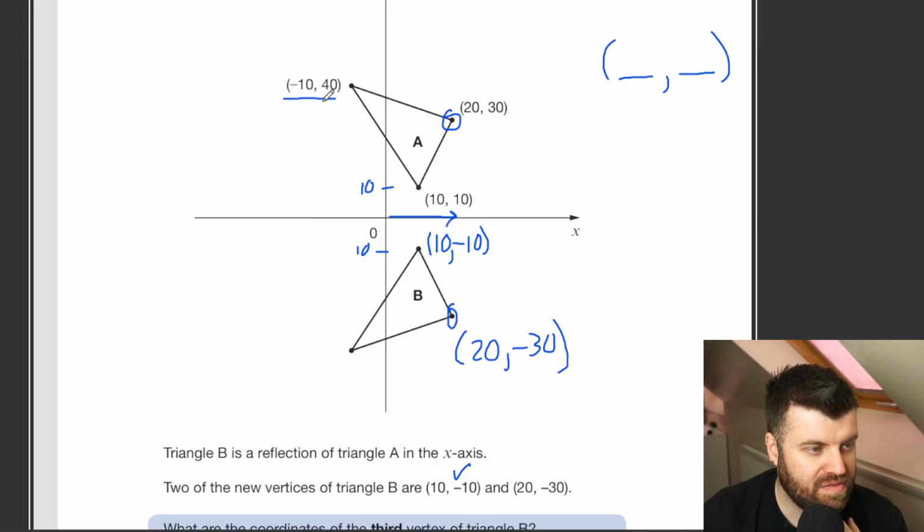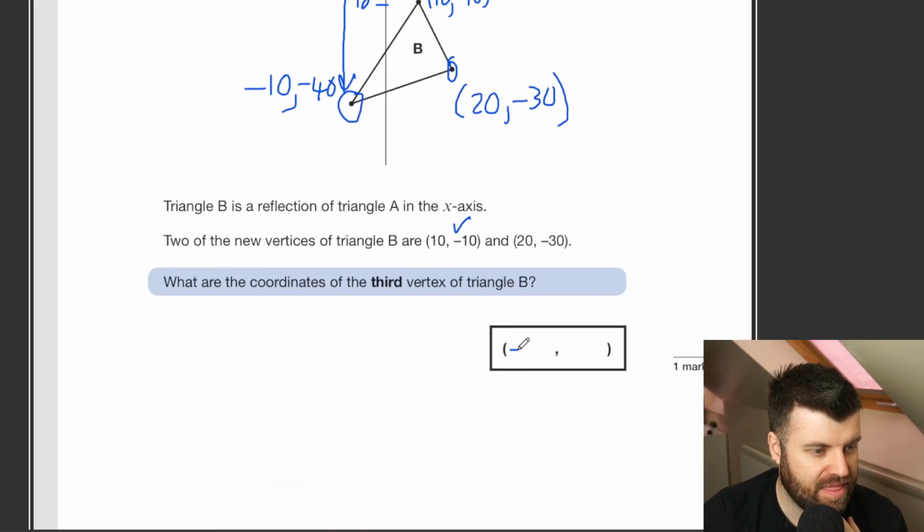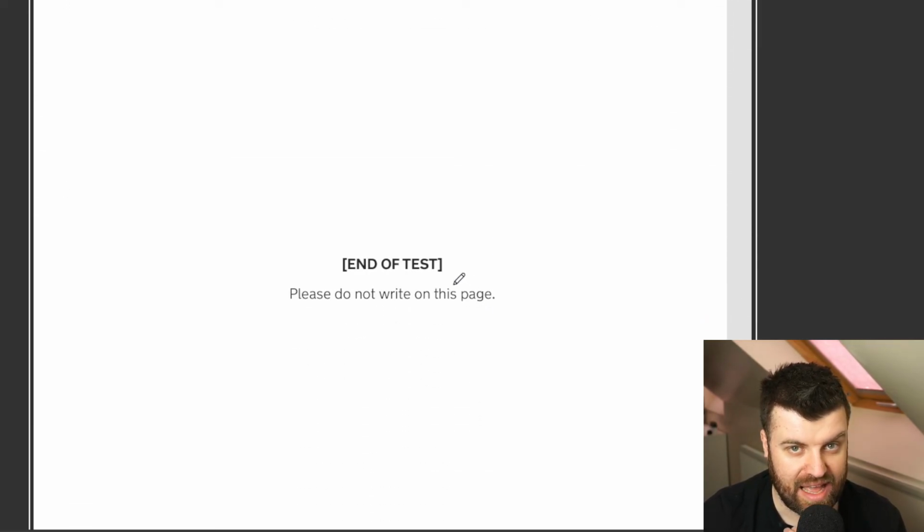So let's look over here. (-10, 40). Well, this last one here, the x is still going to be minus 10. It's going to stay the same. But what is the y value going to be? Well, it's not 40 up anymore. It's going to be 40 down because it's reflected. So it's (-10, -40). And that's what we put in our answer here. Hopefully you guys can follow that and see how that went.